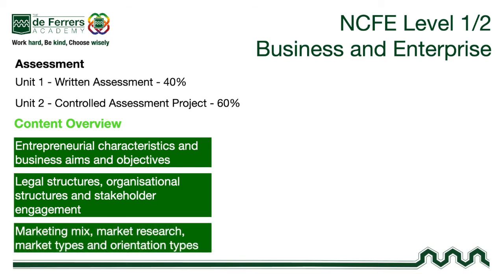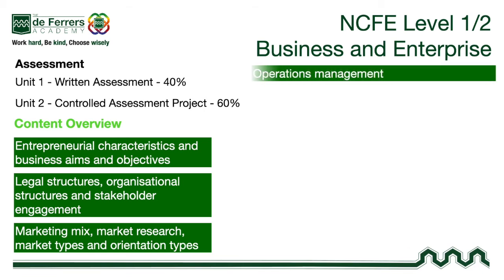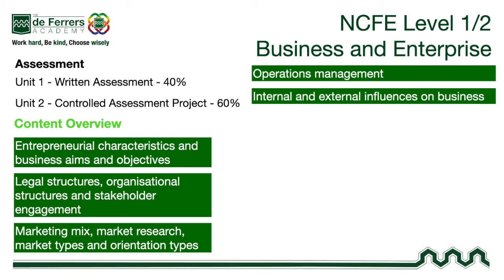You then move on to looking at the marketing mix, market research, the differing types of markets, and this looks at how businesses find out if there is a market for the products and services that they actually provide and how they conduct that research. We look then at operations management, where you will look at how production processes within businesses work, and then internal and external influences on business.